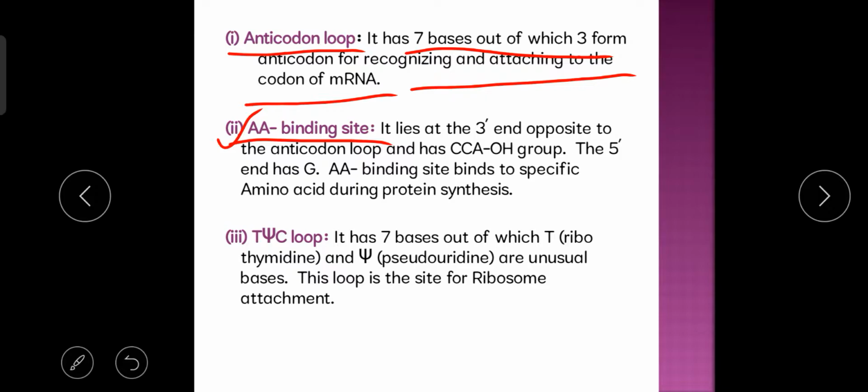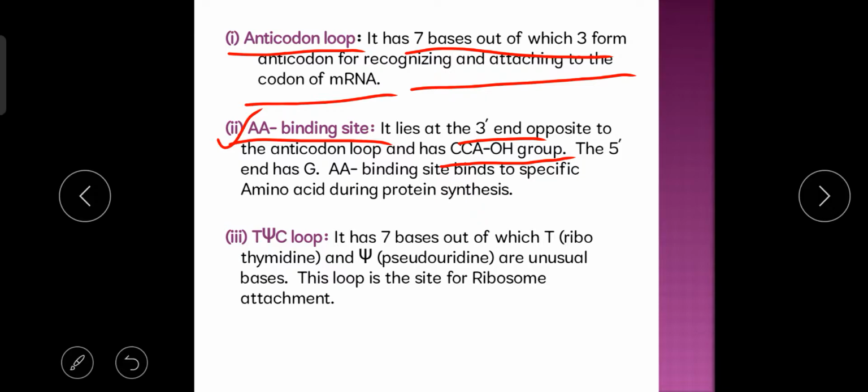Next is the amino acid binding site, which is present opposite of this anticodon loop, and remember it lies at the 3' end. The amino acid binding site lies at the 3' end, opposite to the anticodon loop, and it has the CCA and OH group. CCA are the nitrogenous bases, and OH is the hydroxyl group.